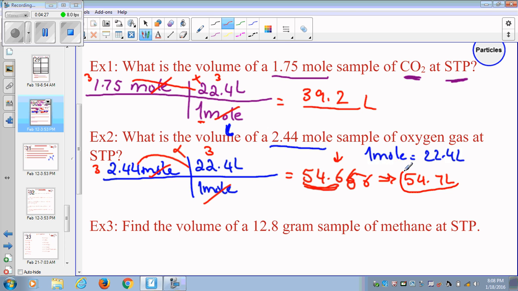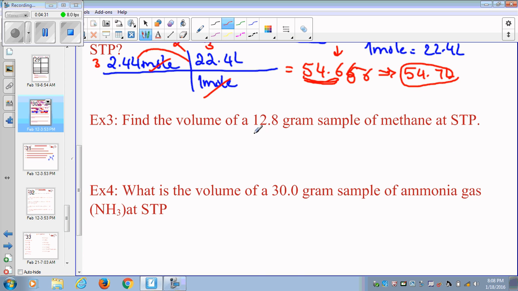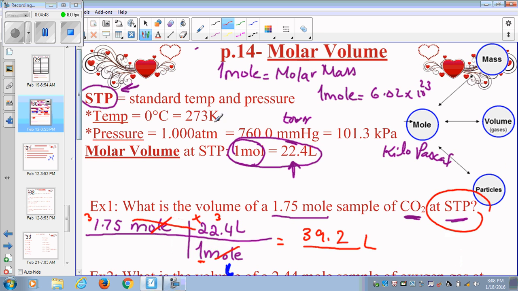54.7 liters is my answer. My third example says find the volume of 12.8 grams of methane gas at STP. Again, you must notice that every question is telling you at STP. The reason it is telling you at STP is because the condition I told you, that 1 mole is equal to 22.4 liters, is only true with this condition of STP.